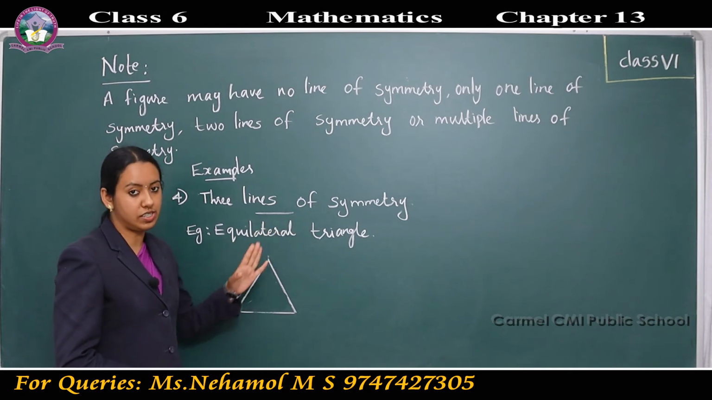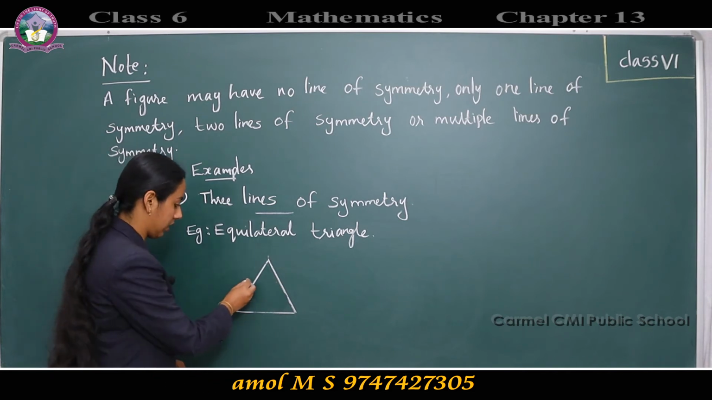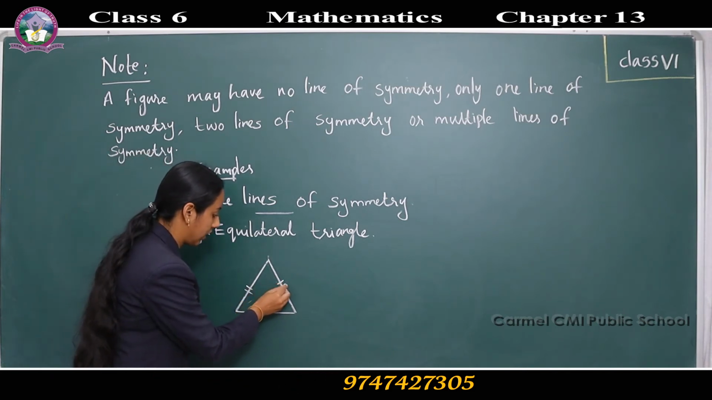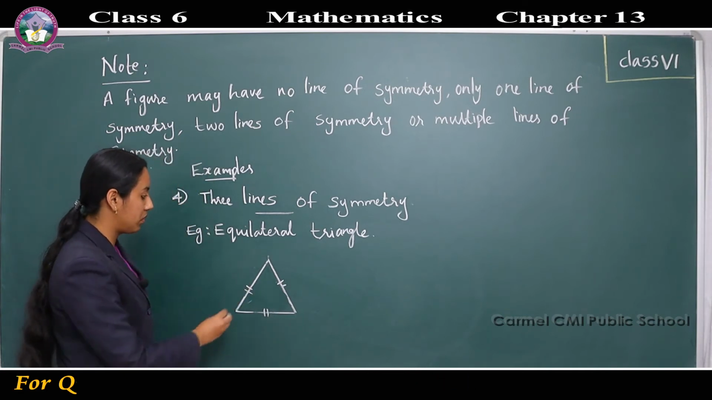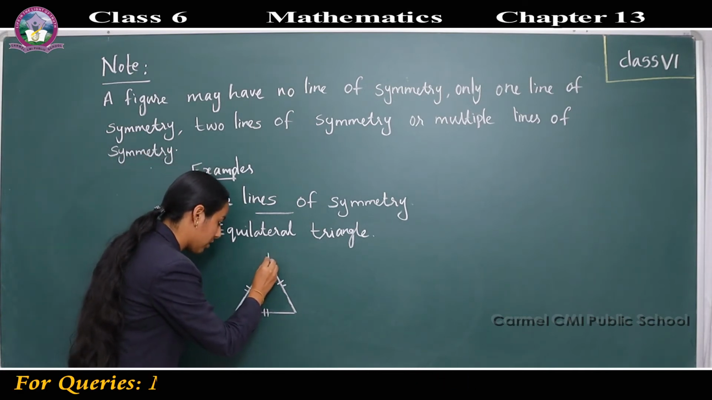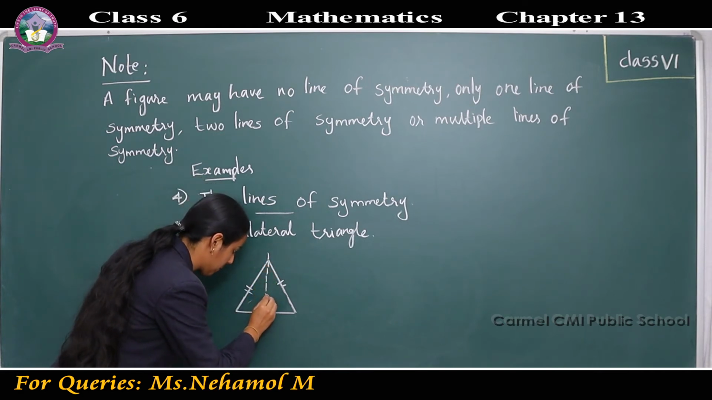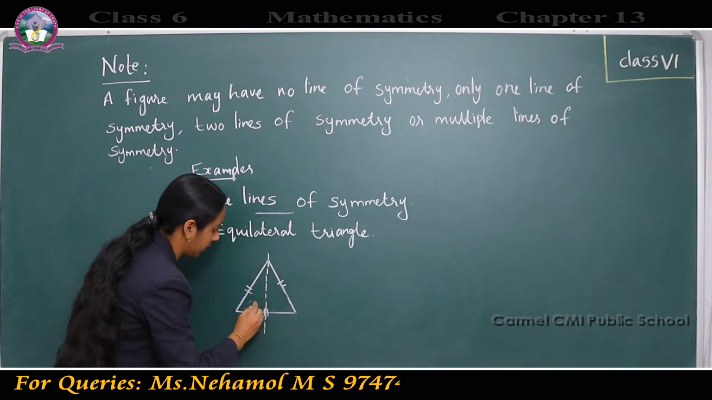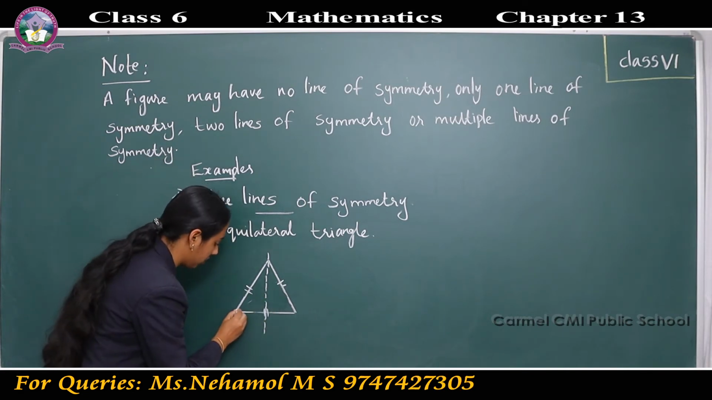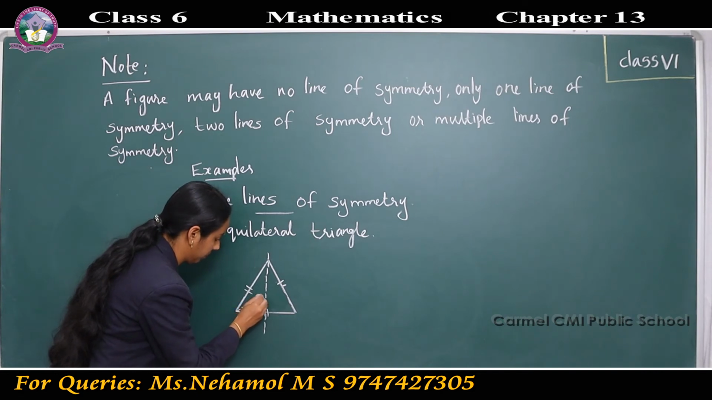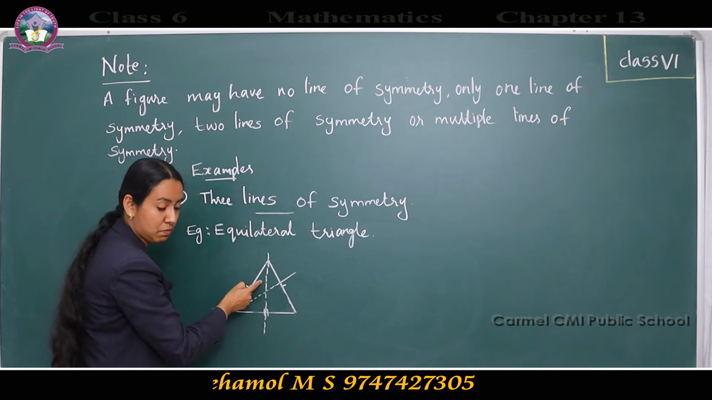Next one, three lines of symmetry. Example, equilateral triangle. For an equilateral triangle, all the three sides are equal. Here is one equilateral triangle. Then how can we draw lines of symmetry? If we draw a line of symmetry this way, then these two parts will be identical. We can draw this way also. Then these two parts will be identical.